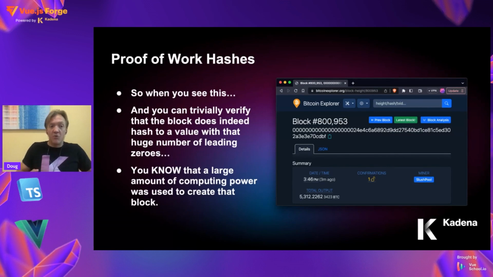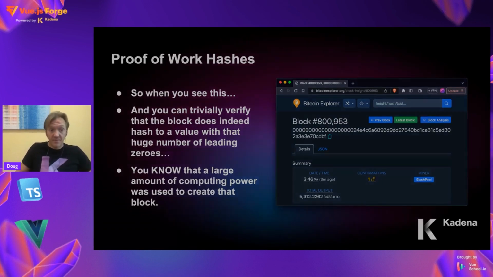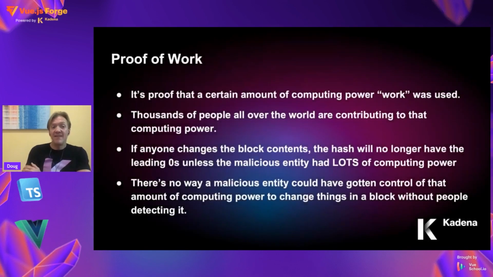And that is what we call the proof of work. It proves to you that a lot of work was done in calculating this block. That means that people can't change what's in the block without completely screwing up the hash. All those leading zeros will be gone if the block is changed. So you have kind of this authenticity stamp that this block is the same as it was way back when it was first created. No malicious entity could have gotten control of that amount of computing power because the whole world is doing this. And it's been doing it for years now.